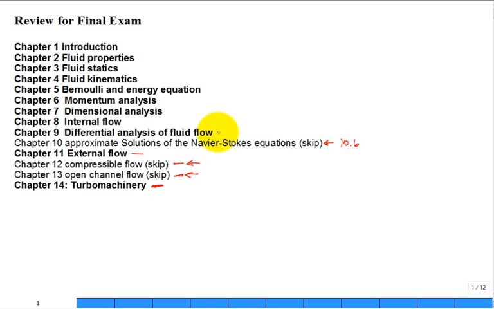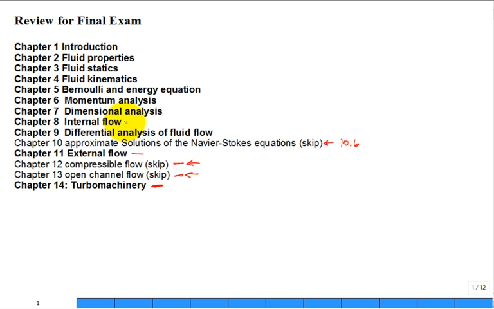Then differential analysis of fluid flow. That's the Navier-Stokes equations, the differential equations: get the right boundary conditions, and then solve it, typically for the velocity profile, in a pipe, in a slot, some simple geometry.